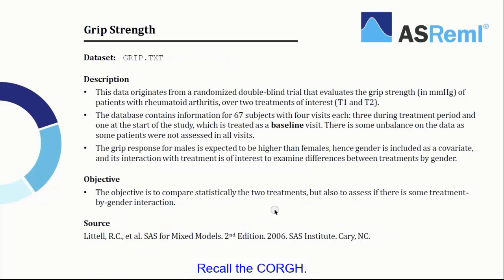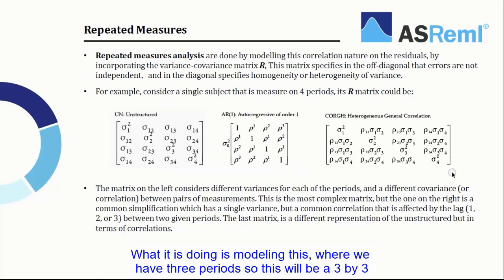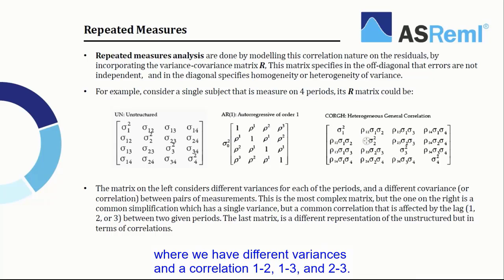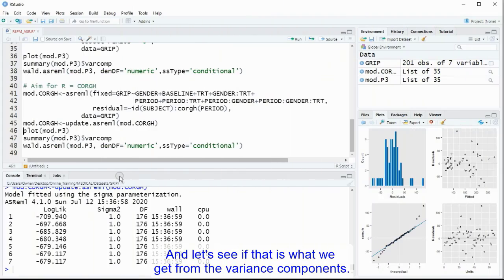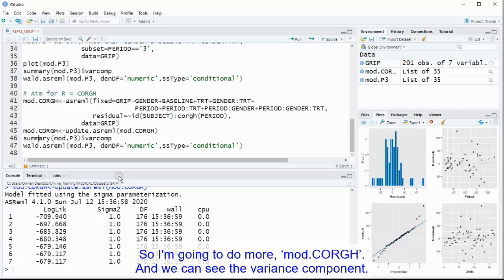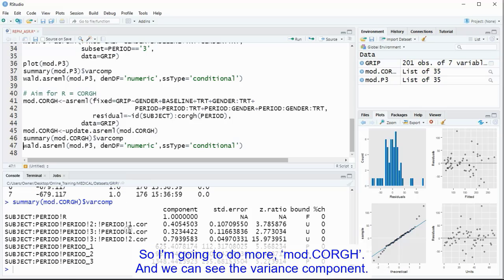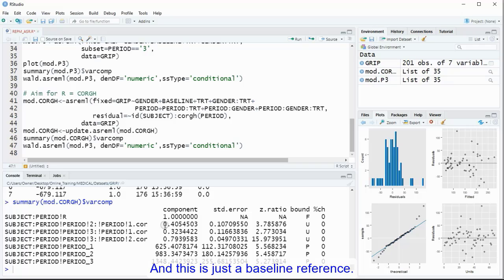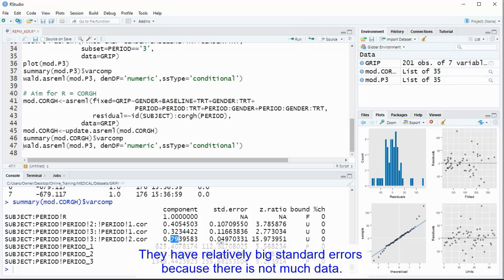And recall, the core GH, what it's doing is modeling this way. We have 3 periods, so this will be a 3 by 3, where we have different variances and a correlation 1, 2, 1, 3, and 2, 3. And let's see if that is what we get from the variance components. So I'm going to do more model core GH, and we can see the variance component. And this is just a baseline reference. We have a correlation between 2 and 1 to be 0.4, 1 and 3 0.32, and 2 and 3 being 0.79. So they are a little bit different. They have relatively big standard errors because there's not much data.